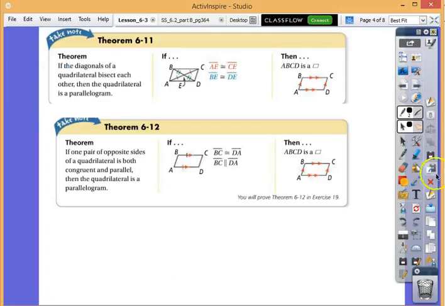I'm going to skip ahead here. If the diagonals bisect each other, then our figure will end up being a parallelogram. Now here's the new one that we haven't really covered. We might do a proof on this as one of our homework problems.